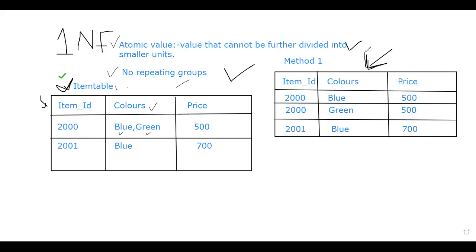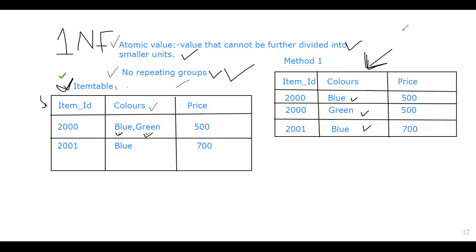Yes, of course we have atomic value. Why? Atomic value is a value that cannot be further divided into smaller units. Now here, if you consider this table, we had blue and green, so no atomic values. But now we have atomic values in the colors attribute. So it is passing the first condition, that the table must have atomic values, and no repeating groups. Do we have any repeating groups here? No, you don't have any repeating groups here.